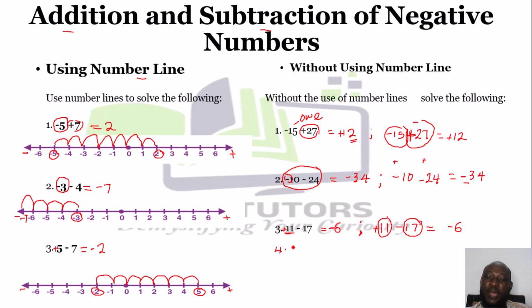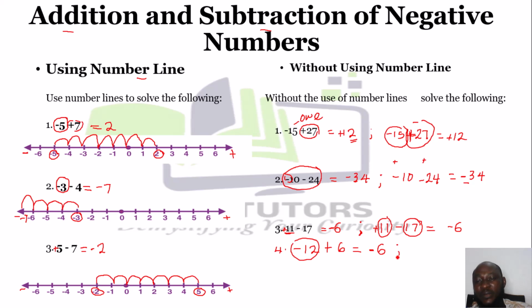We have minus 12 plus 6. You owe me 12 naira. I went to your house to collect my money and I met you with 6 naira. I collected the 6 naira. How much are you still owing me? You are still owing me 6 naira. And since you are owing, that is minus 6.